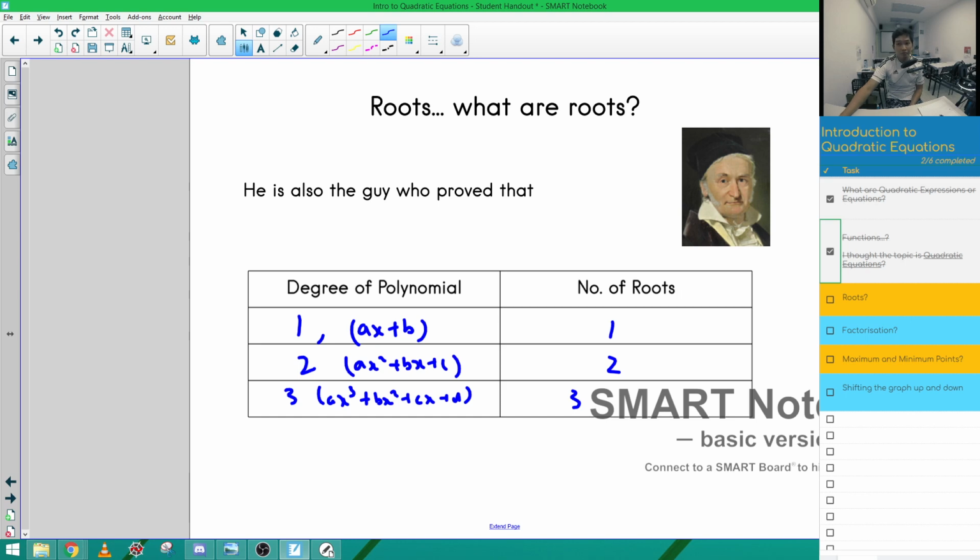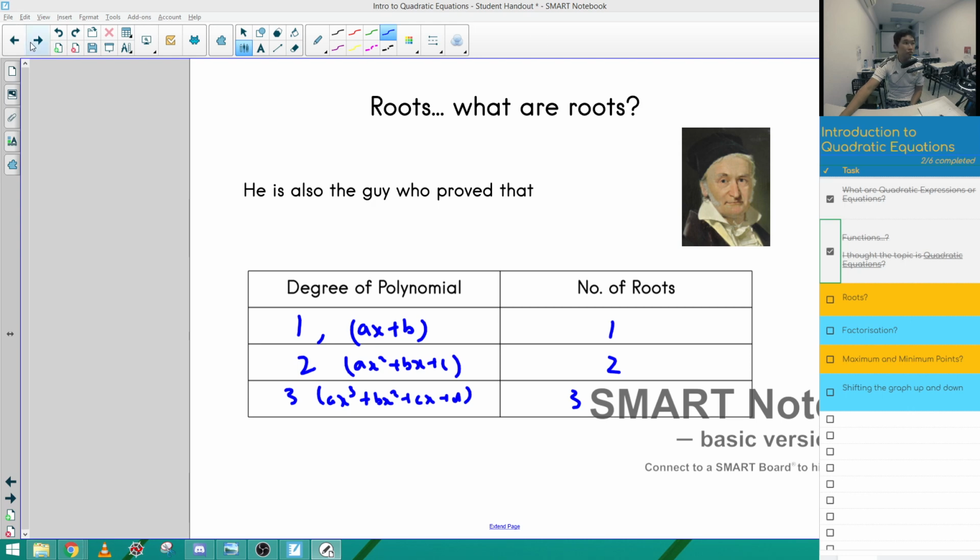It is not easy to prove this actually, but I just want to show you, at a Sec 3 and Sec 4 level, how we can appreciate this. Why is it that the degree 2 polynomial has 2 roots, a degree 3 polynomial has 3 roots, and so on and so forth? So first, let's talk about roots.